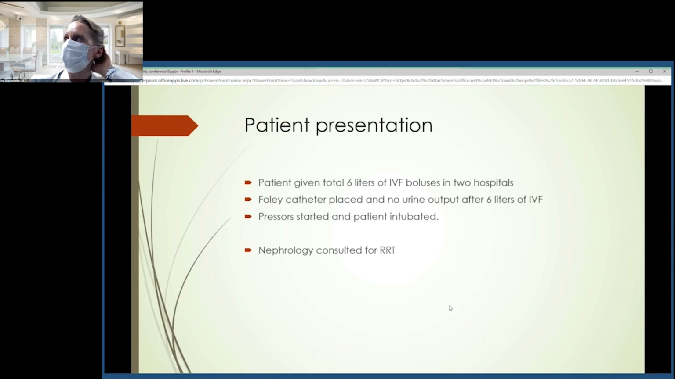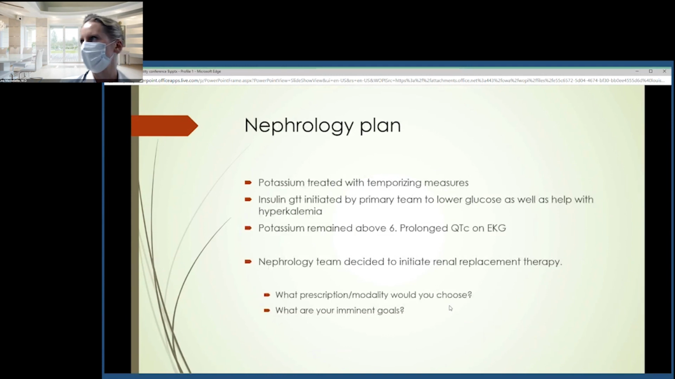He had a Foley catheter placed, but there was no urine output after 6 liters of fluid. From the history, it seemed like he had this problem for quite a while, like a couple of weeks, so the injury was probably going on for quite a while. Pressors were started, and the patient was intubated for airway protection and because of the acidosis. We were consulted to start CRRT, some kind of renal replacement therapy.